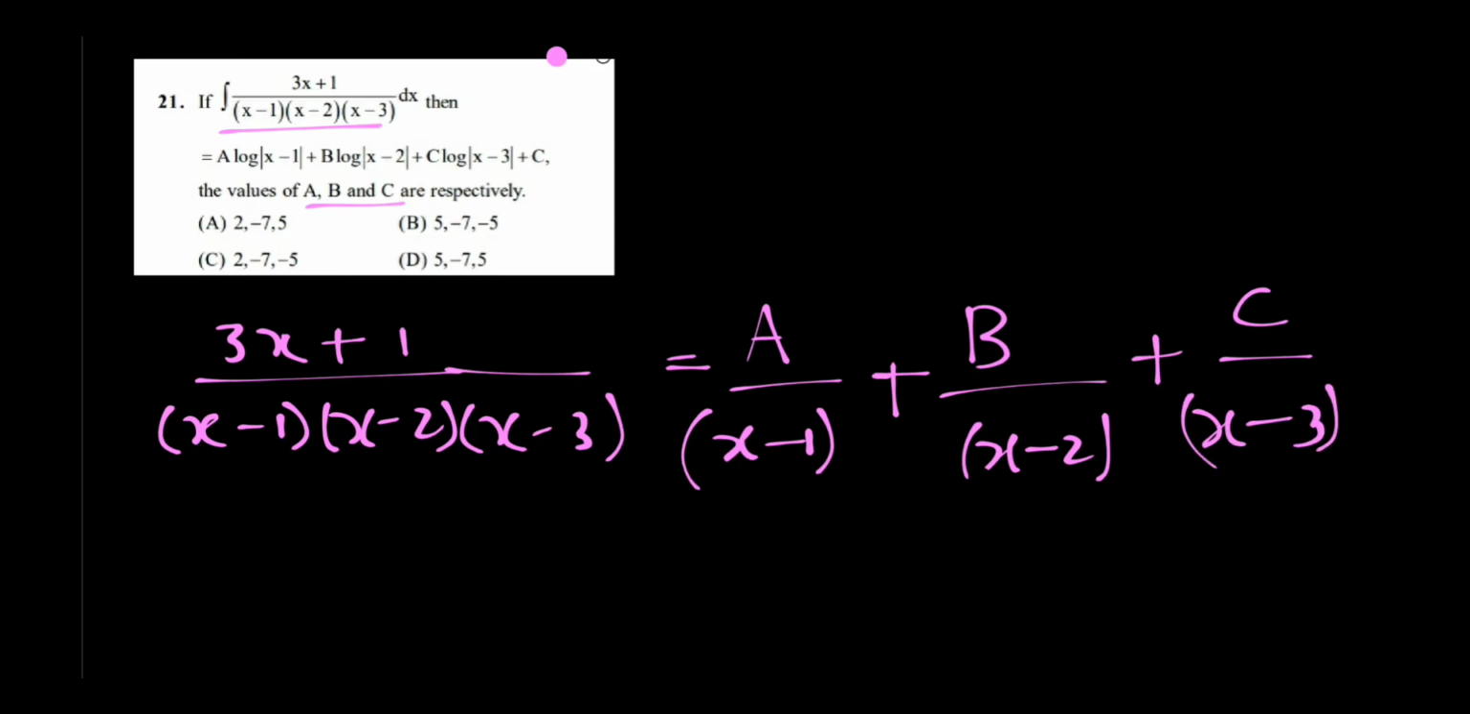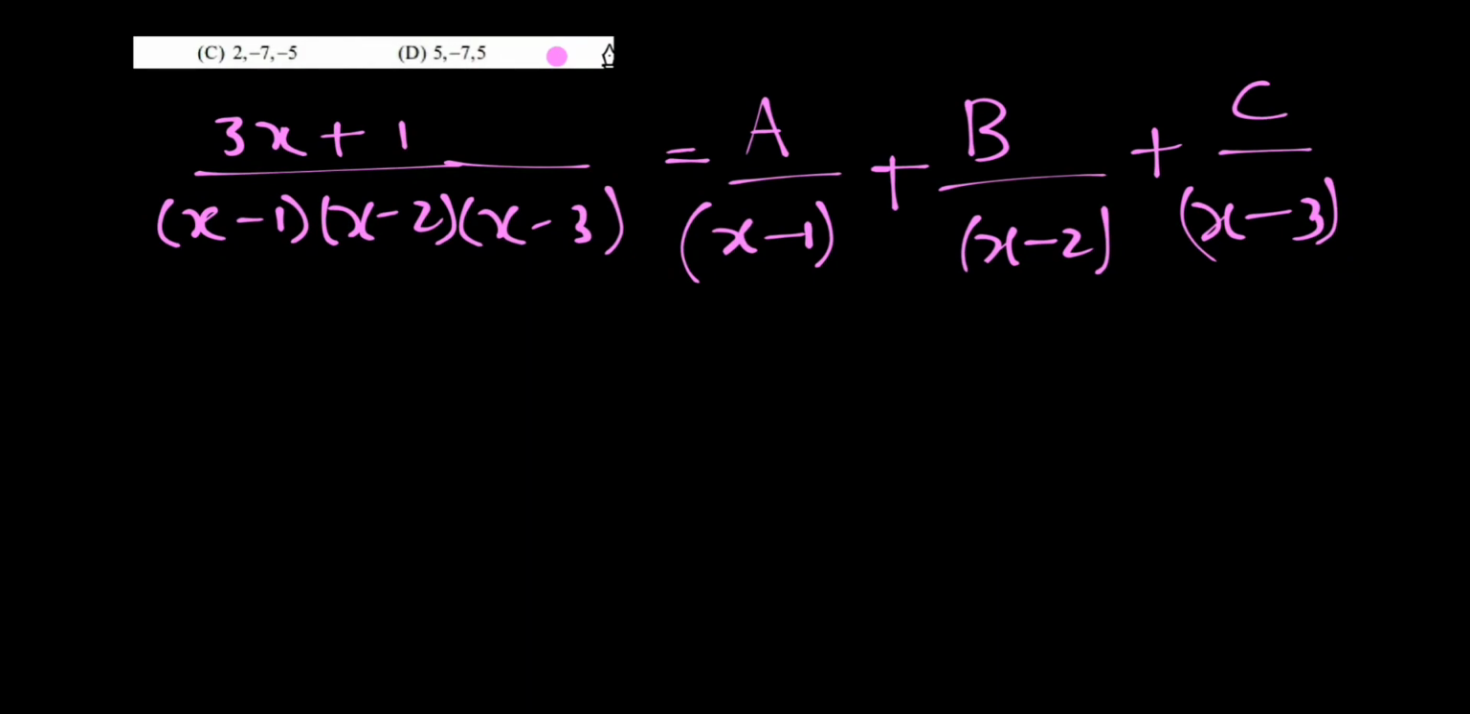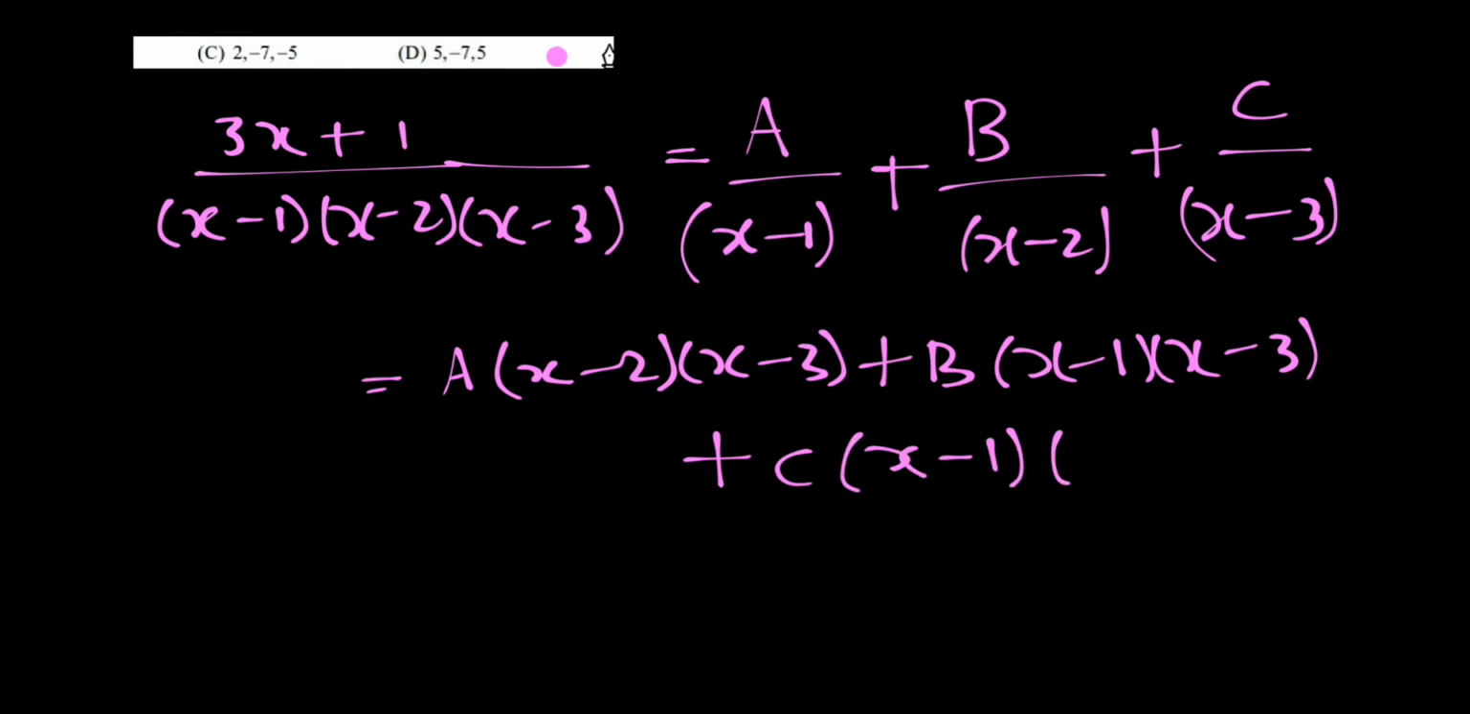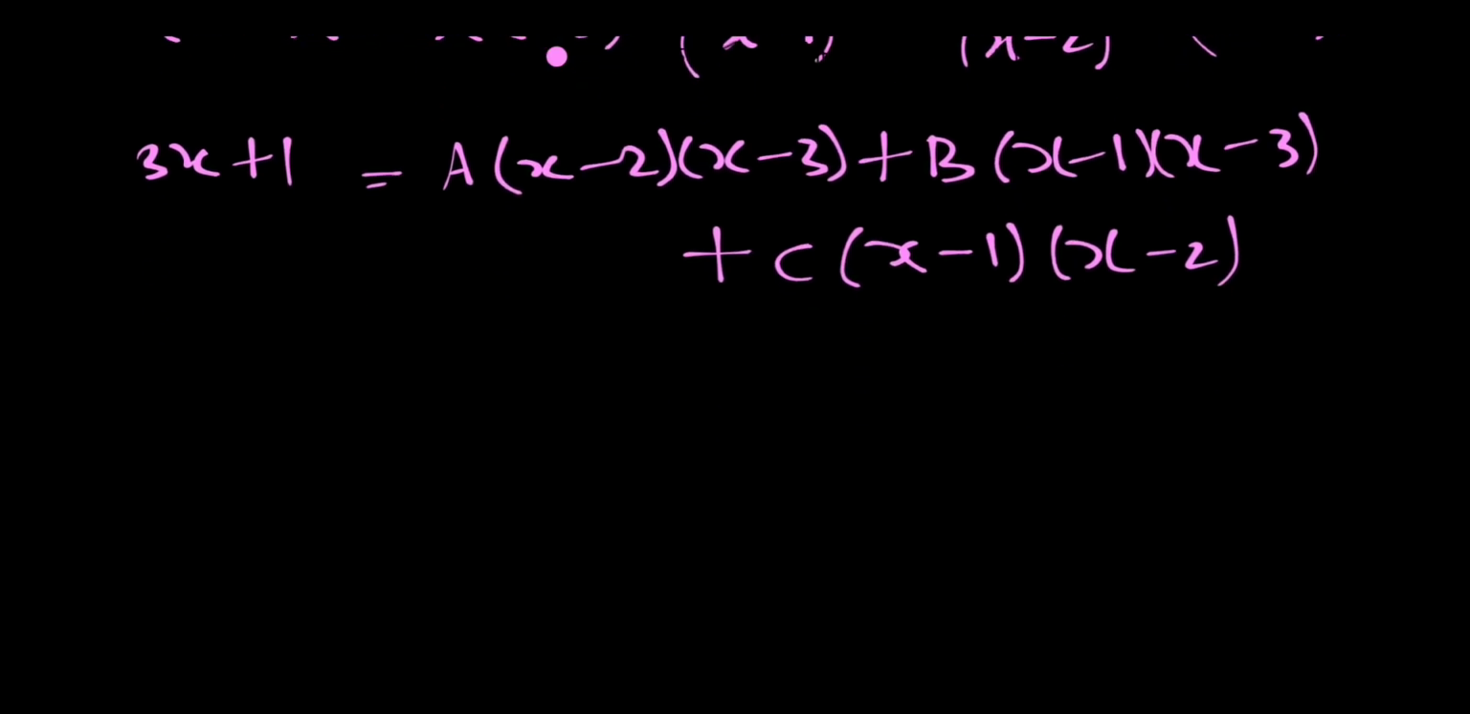So now here we have to take the LCM. If you take the LCM, A into (x-2)(x-3) plus B into (x-1)(x-3) plus C into (x-1)(x-2). On this side, the numerator is 3x plus 1, and the denominators get cancelled. So now I will use the shortcut method here.